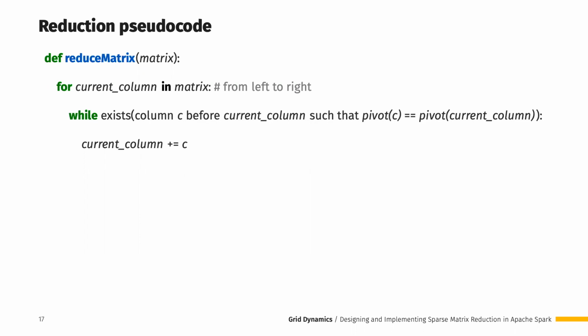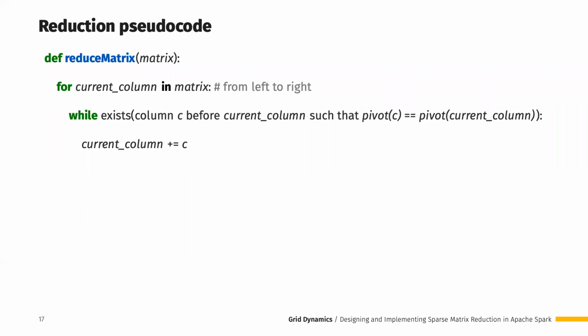And to change the matrix in a way that respects linear algebra and also changes the pivots, there's a pretty simple algorithm. But the caveat here is that it works only in a single machine. So we get a matrix as an input, and for each current column in the matrix, so we iterate over columns of the matrix, and it's important that we do that from left to right, while there exists a column C that's before, so to the left of the current column, that has the same pivot as the current column, we just add this column to the current column.